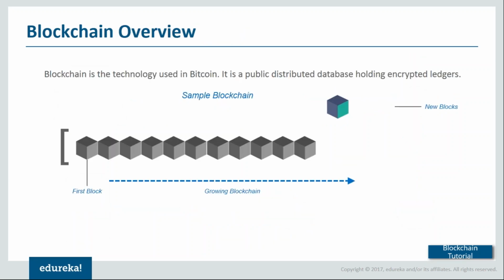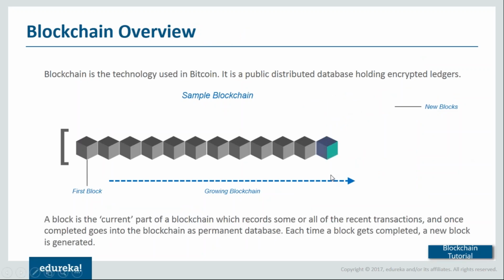Great. So moving forward, if you talk about blockchain itself, blockchain basically is the spine of the Bitcoin system. It is again a publicly distributed database where you're holding encrypted ledgers of everyone involved in the blockchain. Now once a transaction gets verified and validated, it becomes part of the new block, and the new block in turn gets added to the blockchain.